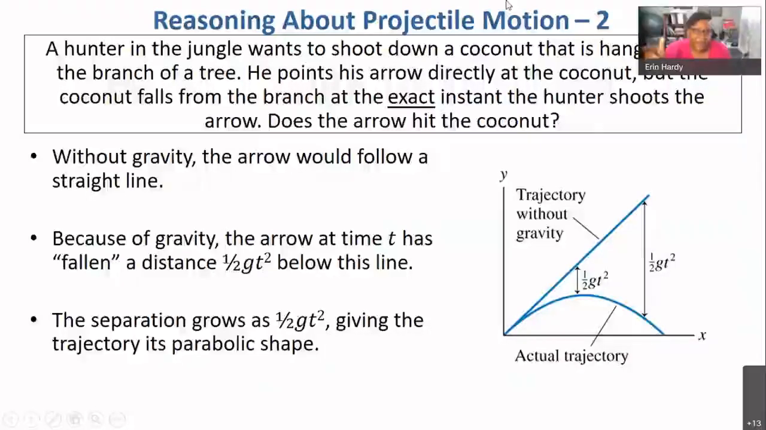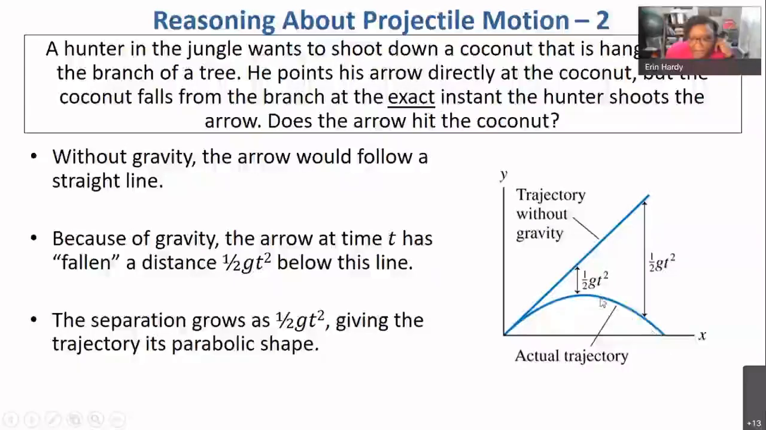They point the arrow at the coconut, but coincidentally, the coconut falls at exactly the time that they shoot the arrow. So in the monkey and hunter scenario, the monkey sees the hunter and then decides to drop from the branch. So we want to try to think through whether or not the arrow still hits the coconut or whether it misses. And the graph that we've got here off to the side shows a real representation of what is going to happen to the arrow, and then a false one.